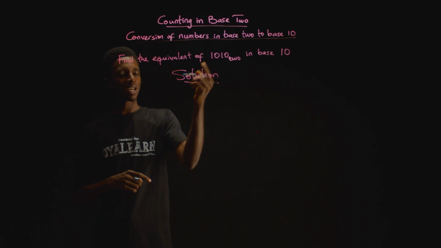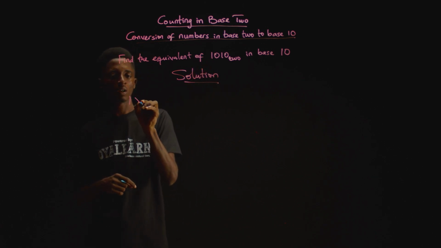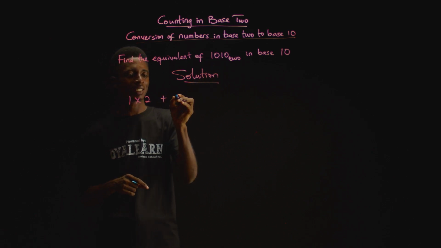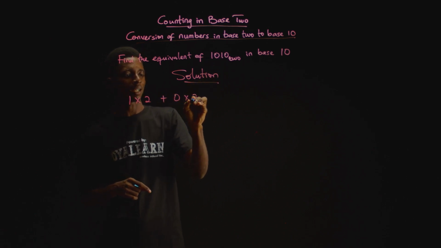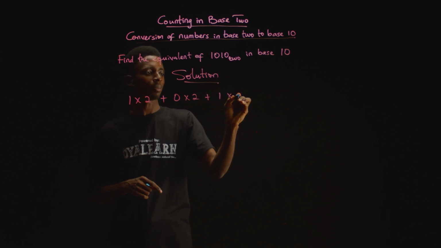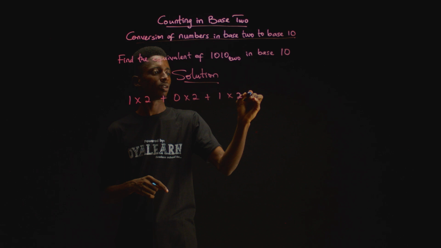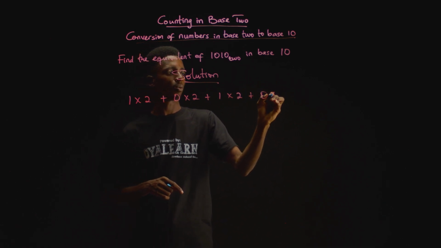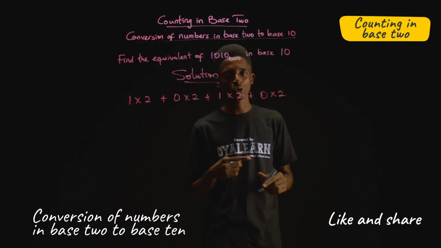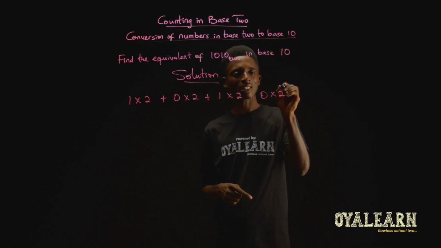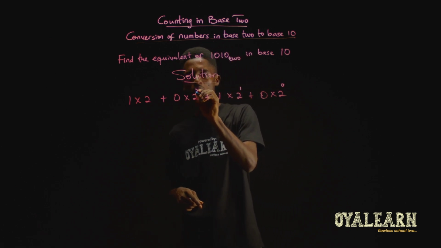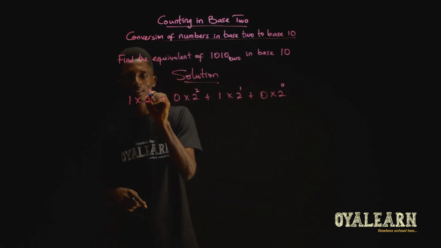So starting from the first digit here, we would have 1 multiplied by 2, then you add that to the next digit, which is 0 multiplied by 2, plus 1 multiplied by 2, plus 0 multiplied by 2. Now we begin to give powers of 2 from the right, starting with this, so we would have 0, 1, 2, and then 3.